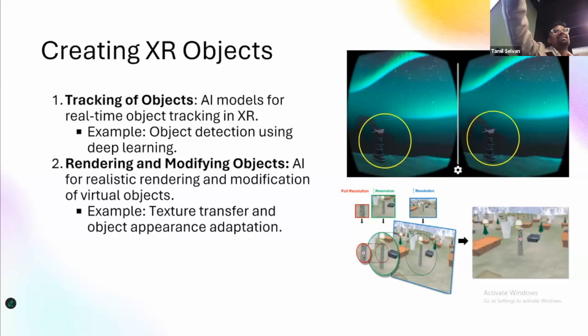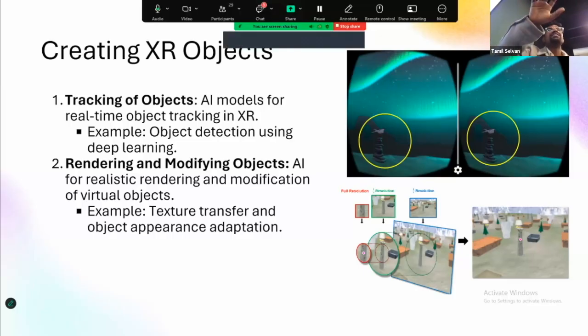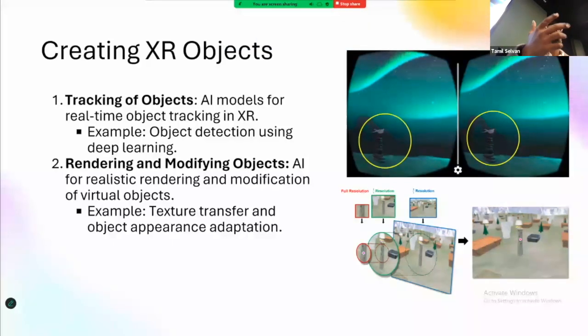So people are smart, and what they use is, if the user is looking at that chair, it increases the computational intensity of only that object instead of the whole environment, because the user is focusing on that. It makes it more realistic. So if we track objects and we know where users are looking, this makes the design and experience much smarter. That's one of the ways AI is used to track objects, that is, rendering and modifying objects.